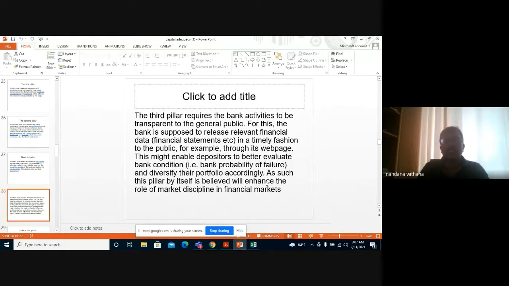As such, this pillar itself will enhance the role of market discipline. Market discipline means finance companies and banks must publish their financial statements in a timely manner. You have seen in national newspapers, your financial statements are published. What is the understanding? The general public will go through these statements and take decisions, and the decisions will affect you.